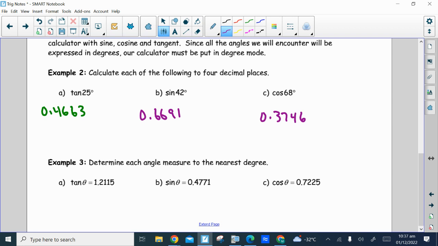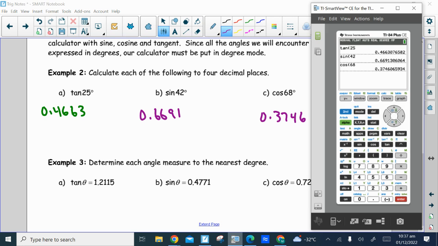So it's the opposite. And this is where our second function stuff comes in. You see, above the tan key, it says tan to the negative 1. Above the cos key, it says cos to the negative 1. Above the sine key, it says sine to the negative 1.